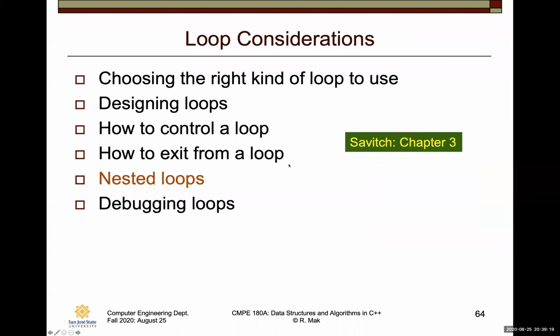All right. There are some considerations when you write a program that uses loops. Make sure you use the right kind of loop. You've already seen 2 flavors of while loops and the for loop. Make sure you design the loop properly. Make sure you know how to control that loop so that it doesn't loop forever. You don't want to have an infinite loop.